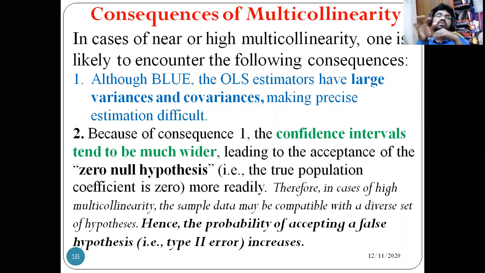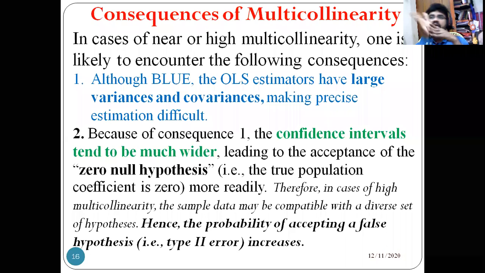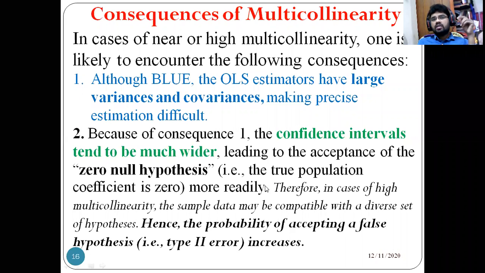Generally, as you know, the null hypothesis is always framed in the negative way. So the true population coefficient is zero more readily. Therefore, in the case of multicollinearity, the sample data may be compatible with a diverse set of hypotheses. Hence, the probability of accepting a false hypothesis increases.